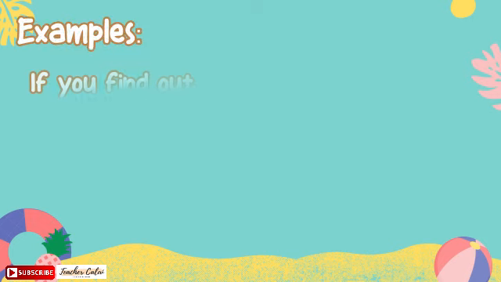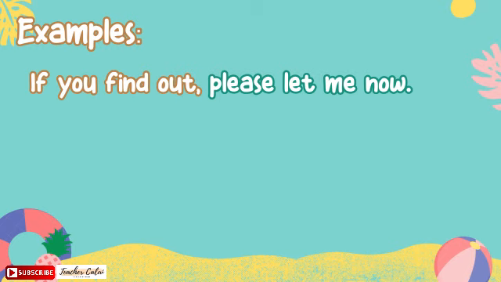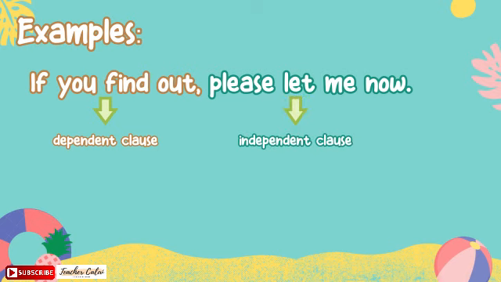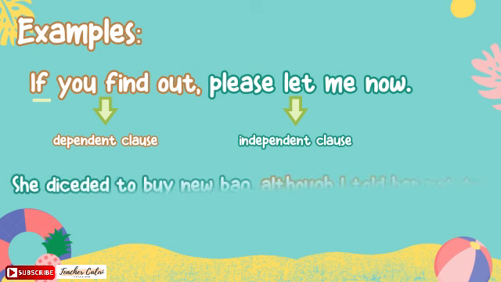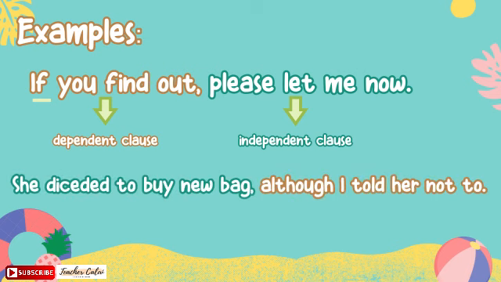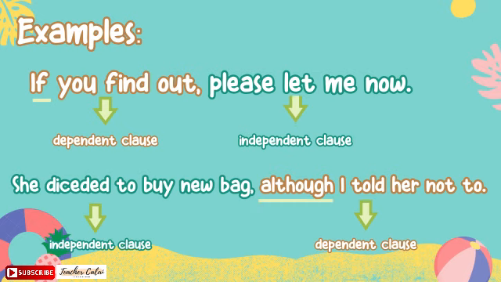Examples. If you find out, please let me know. The dependent clause is "if you find out," and the independent clause is "please let me know." The subordinating conjunction used is if. She decided to buy a new bag, although I told her not to. In this sentence, the independent clause is "she decided to buy a new bag," and the dependent clause is "although I told her not to." The subordinating conjunction used is although.